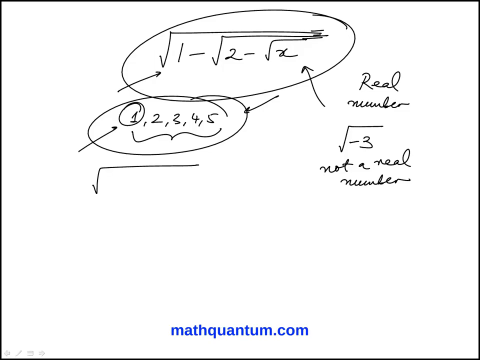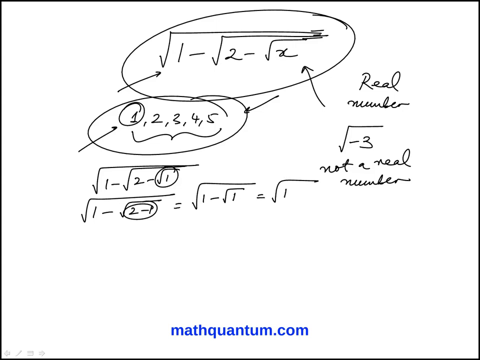So if I replace x with 1, square root of 1 is 1, so this becomes square root of 1 minus square root of 2 minus 1. Now 2 minus 1 is 1. I think this is probably the most confusing one. So square root of 1 is 1, so 1 minus 1, that's square root of 0. Now square root of 0 is defined. It is 0, because we're asking what number multiplied with itself gives you 0. So 1 actually is not the answer.